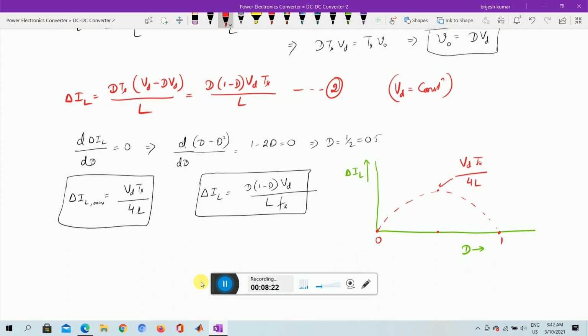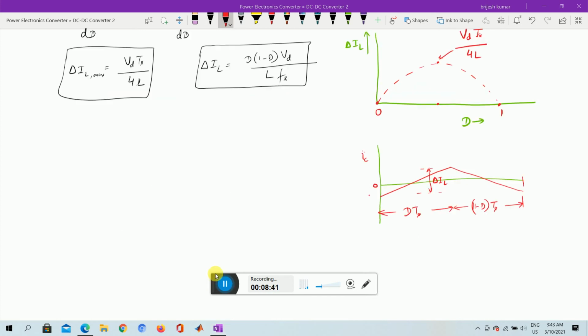And with this scale, if the inductance L is high, ripple is low, and if the switching frequency is high, then also ripple is low. So this is the information that we gather from del IL. Now we also have to evaluate del Vc.